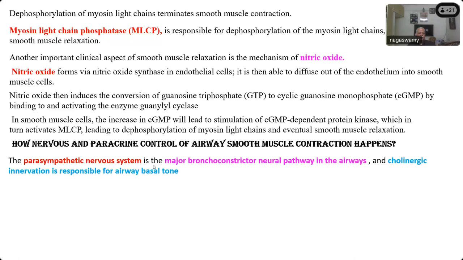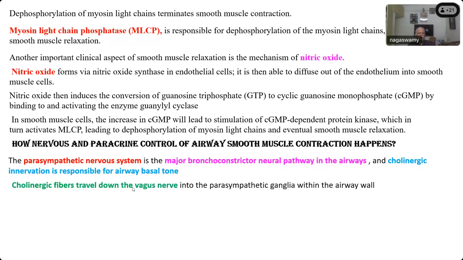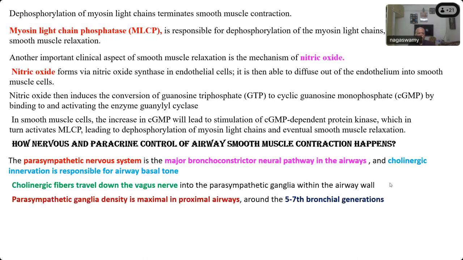So the parasympathetic nervous system is a major bronchoconstrictor neural pathway of the airways. And cholinergic innervation is responsible for airway basal tone. Okay, so this is the basal point which the nervous control exhibits. And the cholinergic fibers travel down the vagus nerve, the main nerve supplying the lung and the air passages, into the parasympathetic ganglia within the airway wall. And parasympathetic ganglia density is maximal in the proximal airways around the 5th to 7th bronchial generations.